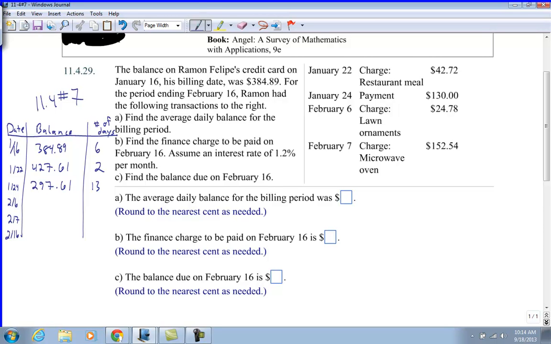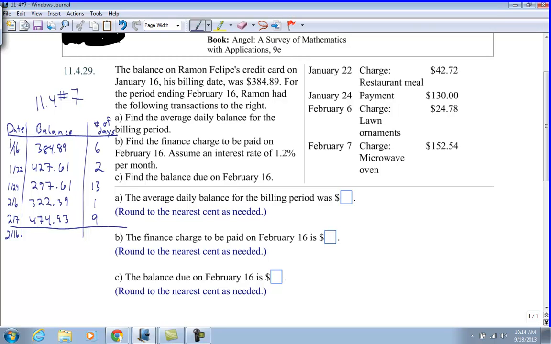And on the 6th, we have a charge of $24.78. Brings us up to $322.39, and that's for 1 day. And then there's a charge of $152.54. That brings us to $474.93, and that's going to be from the 7th to the 16th. That's 9 days. Okay. And so this is the final balance. That's going to be important to know.